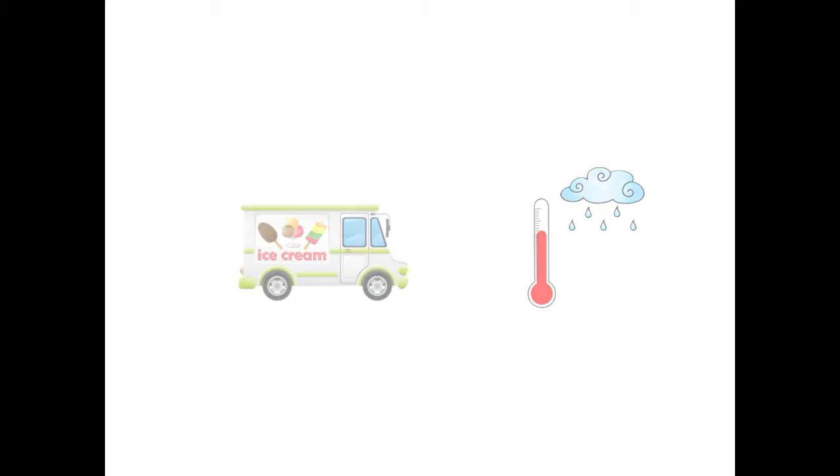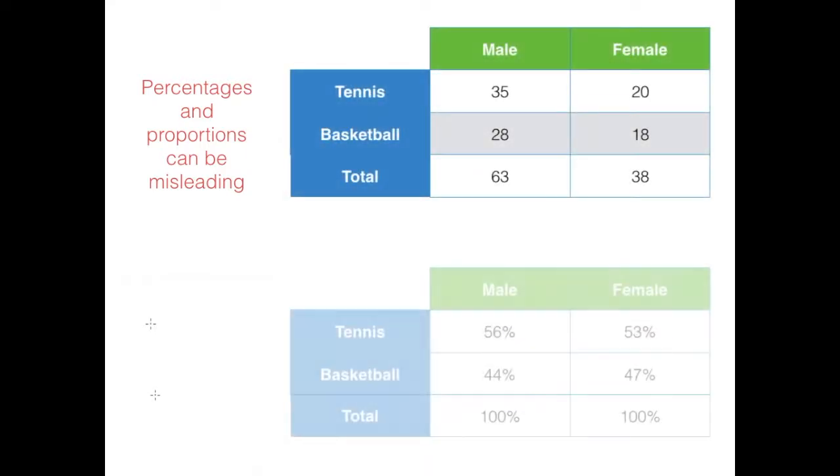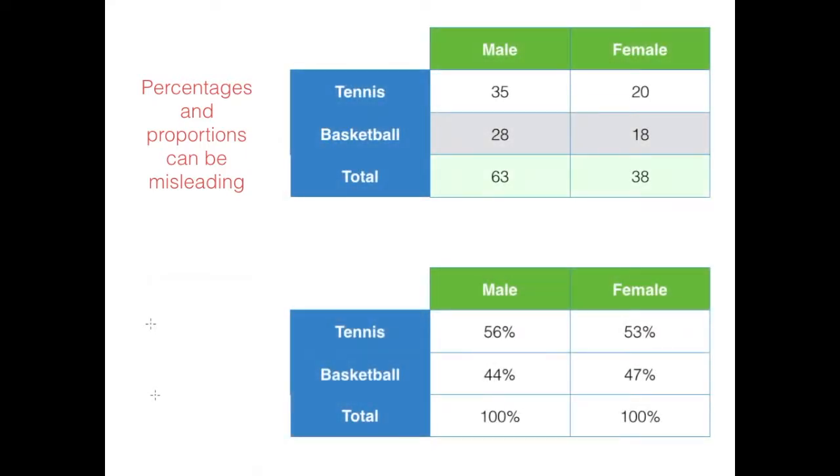You may have noticed that when we use percentages and proportions to represent our data, some misleading figures came up. It's important to remember when dealing with your percentages and proportions that they are always in comparison to something. Looking at our first example, it is clear from the raw data that males make up most of the students enrolled in each sport, as well as the total number of students surveyed.